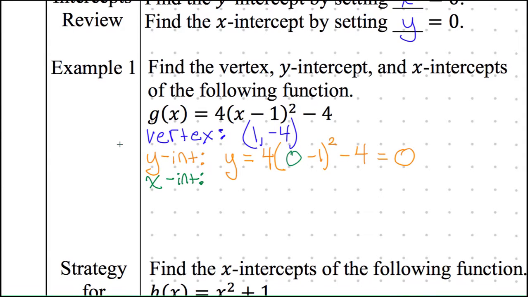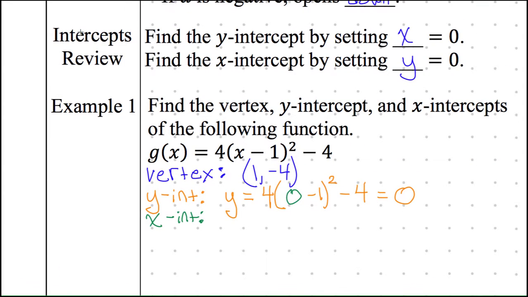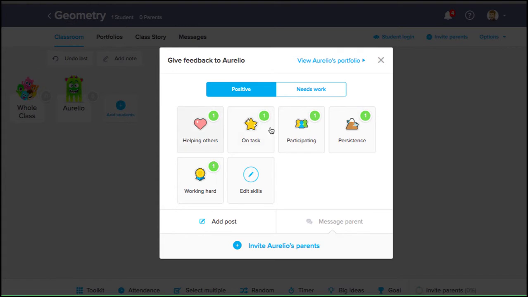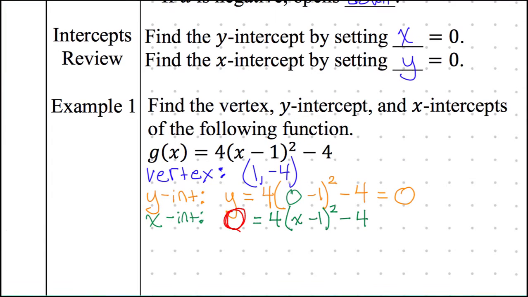So, from here, what am I going to do? Someone help me set up the first step. Read off the equation when I do that one thing that I just said right up here for intercepts review. What am I going to do? Say it louder, Aurelio. Set the y to 0. This is now 0, and I'm going to read off the rest of the equation. Also, Aurelio, go for it. 0 equals 4x minus 1 squared minus 4. Yay! Okay, thank you, Aurelio. Hey, Aurelio, you're back up to being positive. Good job. And you get a marble.